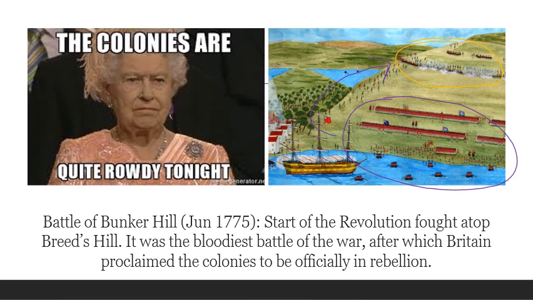Now, eventually, because the British are coming from the sea and they can just kind of send a bunch of troops in, eventually the Americans are going to have to retreat. They run out of ammo and gunpowder. But it is at great loss to the British, who are just kind of picked off as they try to run up this hill. After this, the British are going to proclaim the colonies to be officially in rebellion.